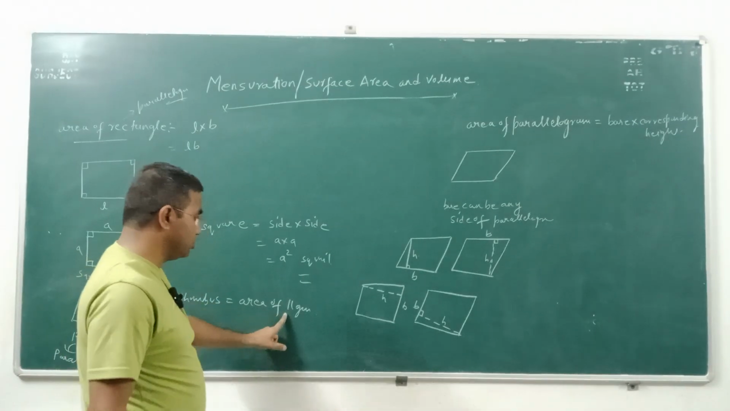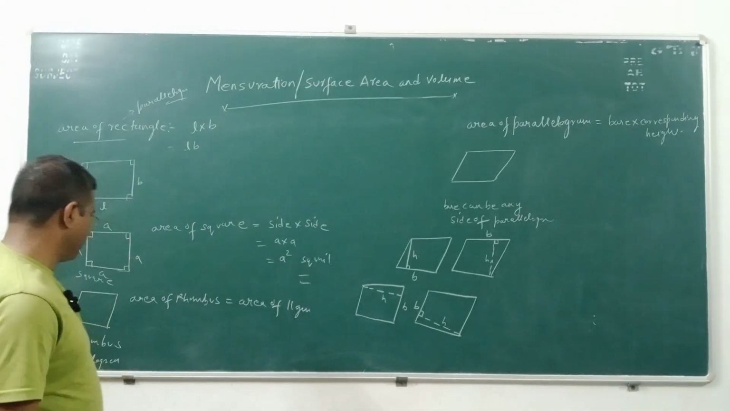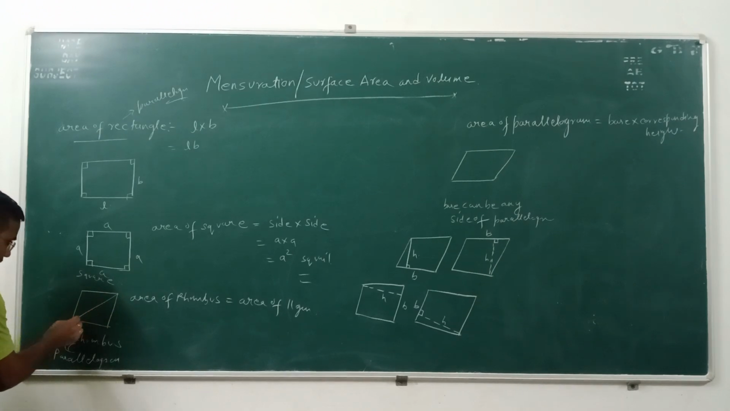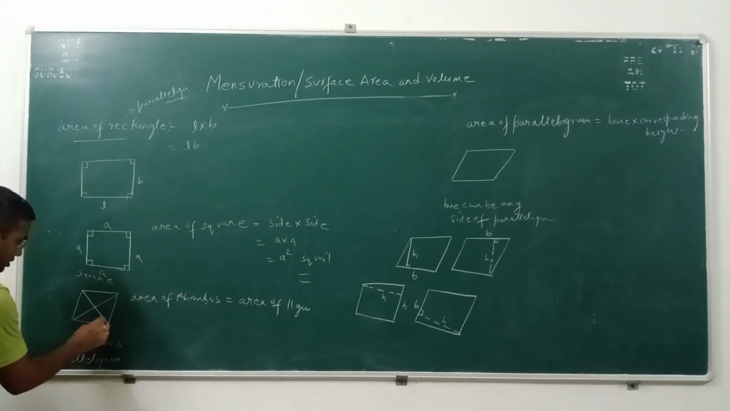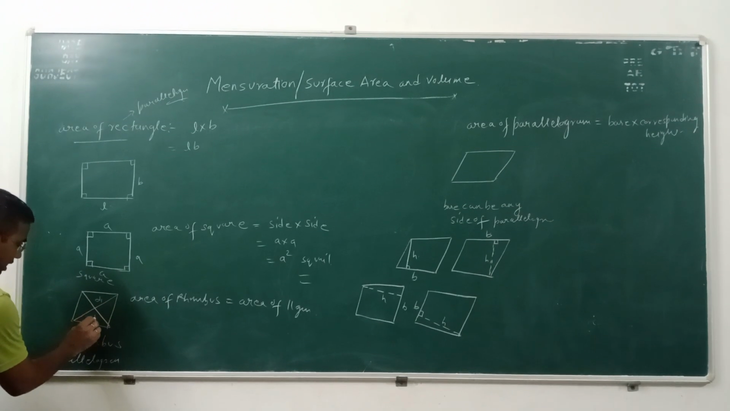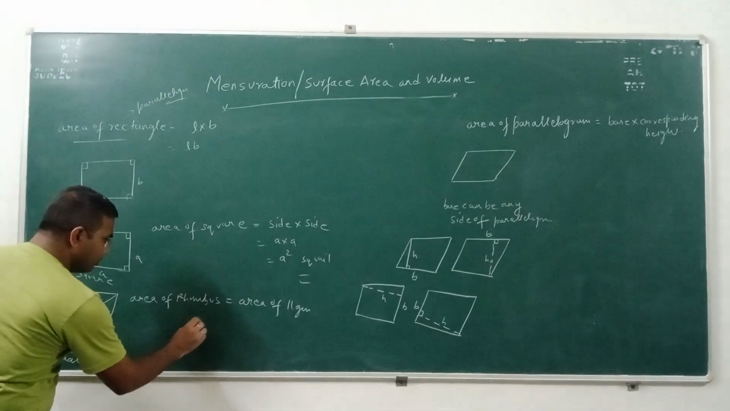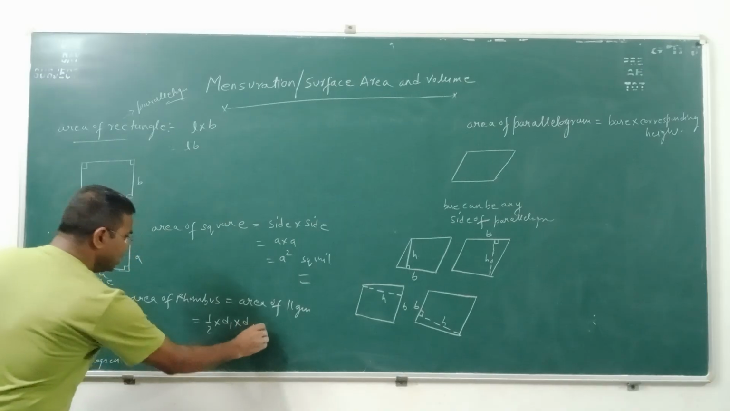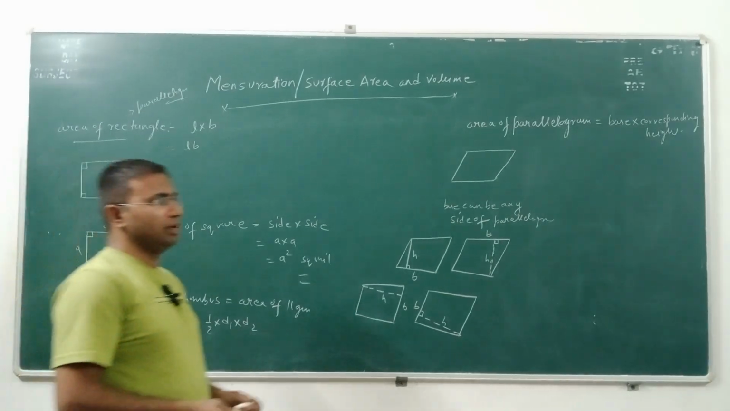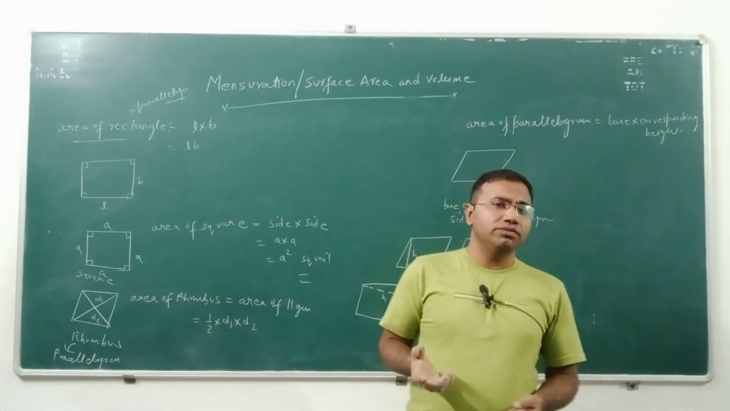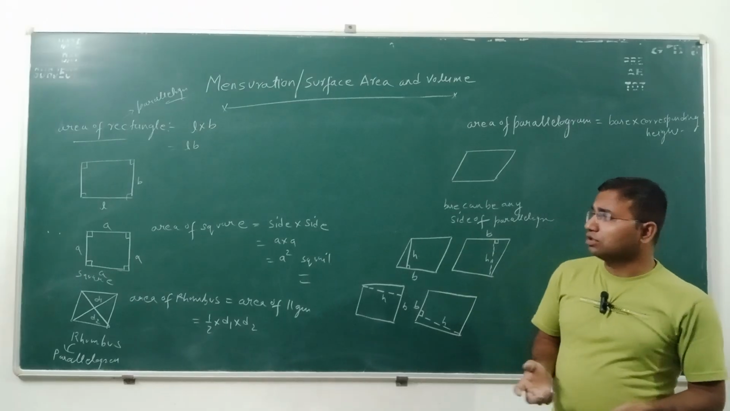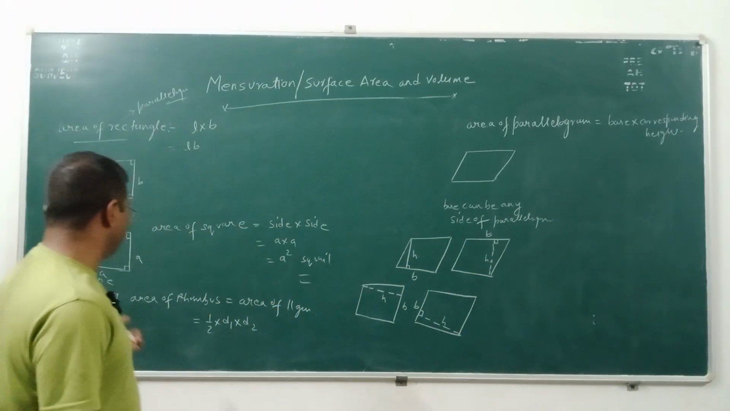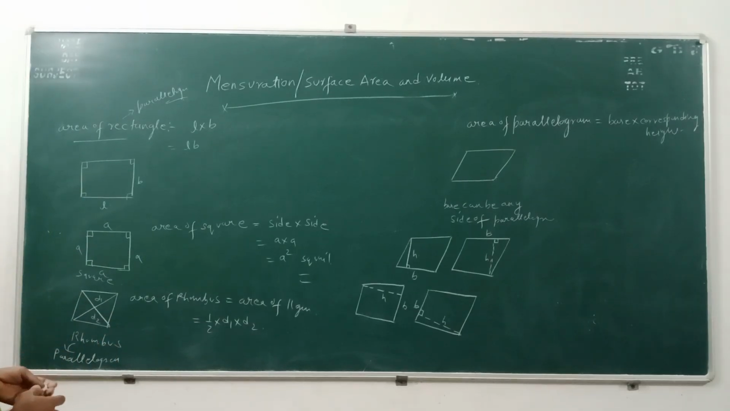Parallelogram can be written like this also, base into height. Now another formula is there. Suppose you have drawn two diagonals here. Suppose one is D1, second one is D2. Then the area of a rhombus can be written as half into D1 into D2. Means by taking half of the product of diagonals, you can find the area of a rhombus. So see here how you will find the area of a rhombus. Okay, I hope you have understood.